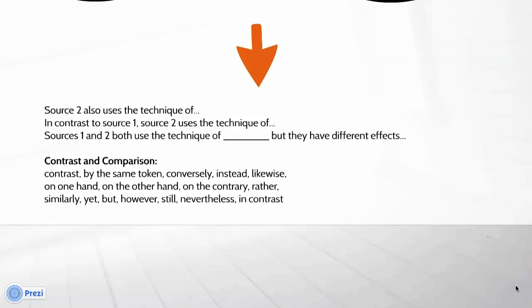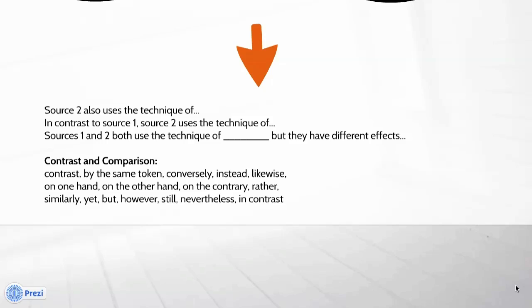So you need to think about, has source 2 also used the technique that you've just been describing? So if they've also used colour, you could just say, source 2 also uses the technique of colour. And then you would think about, have they used the same colours? If they've used the same colours, then you could say similarly, source 2 also uses the colours of red and pink. Okay, if they've used different colours, then you could use however, source 2 uses the colour green.